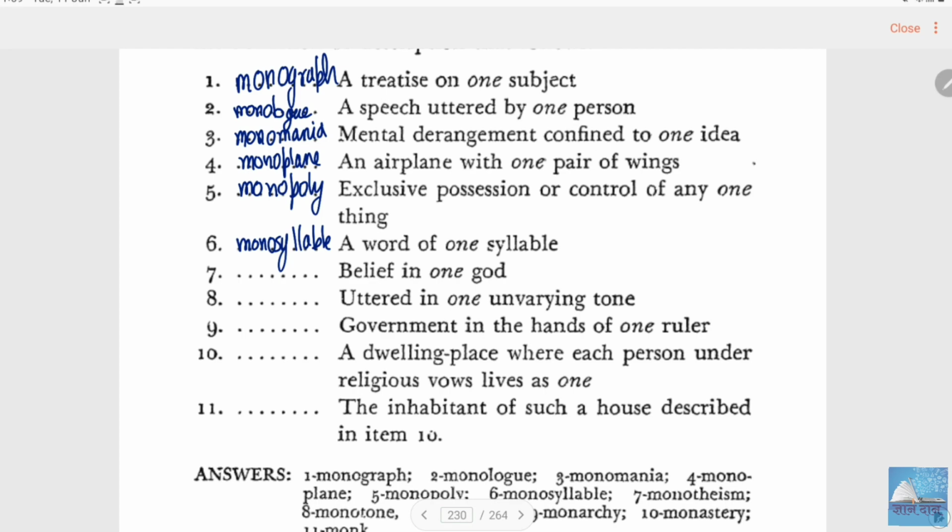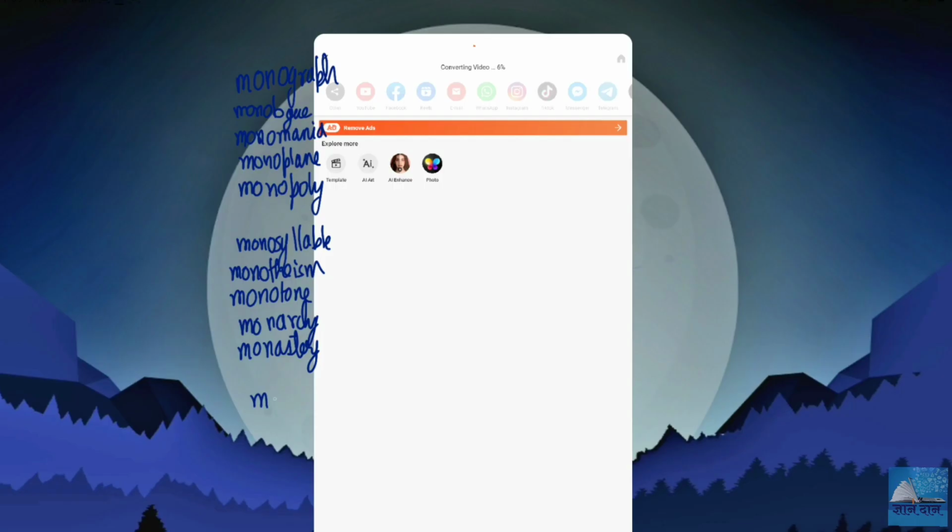Belief in one God. Monotheism. Uttered in one unwavering tone. Monotone. Government in the hands of one ruler. Monarchy. A dwelling place where each person under religious vows lives as one. Monastery. The inhabitant of such a house described in item 10. Monk.